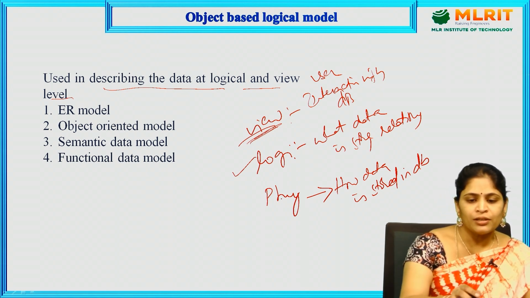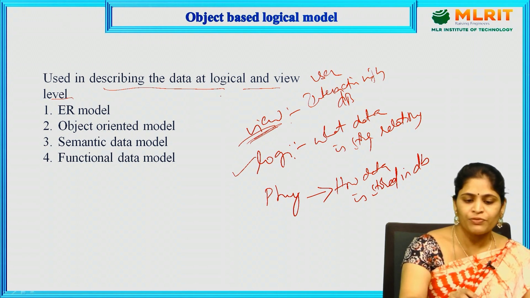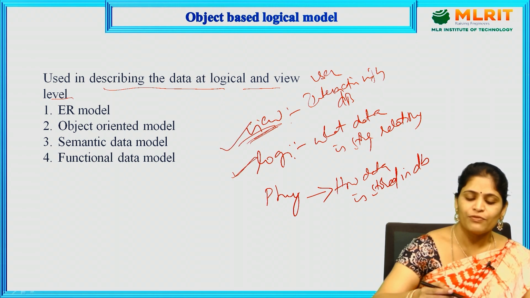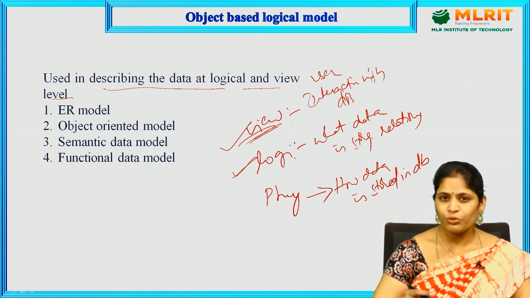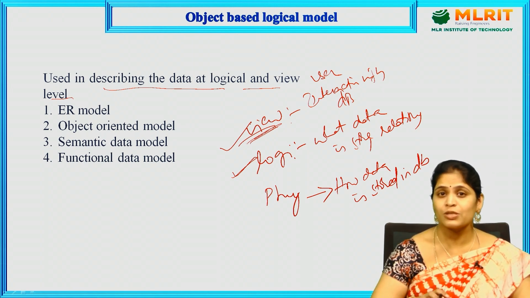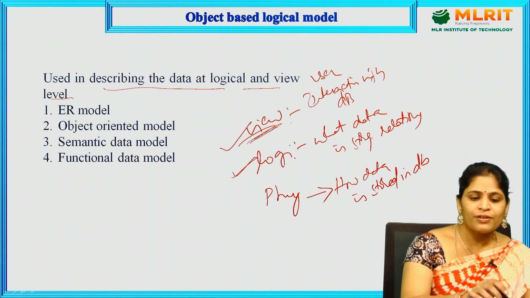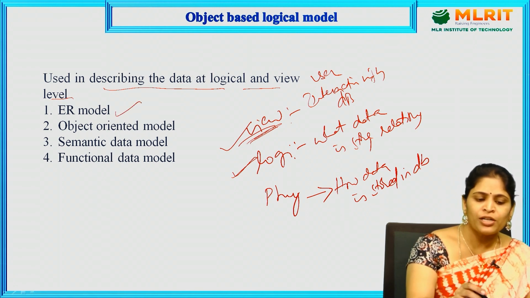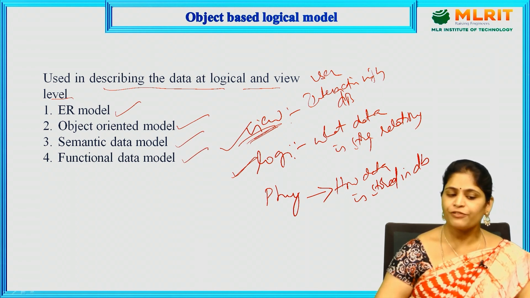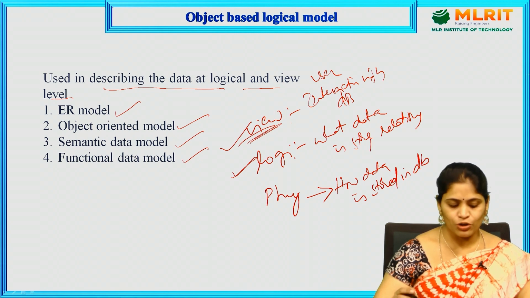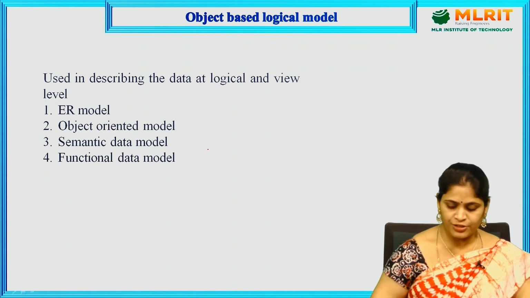So, here this object based logical model is used in describing the data at which levels? Logical and view levels. That means we are not touching the implementation details, how the data is stored, by using which data structures, how those data structures will be implemented. Those are irrelevant. That is abstraction here, right? This model includes ER model, object oriented model, semantic data model and functional data model. These are different kinds of models that come under the object based logical model, and we will discuss each and every model in later sessions.